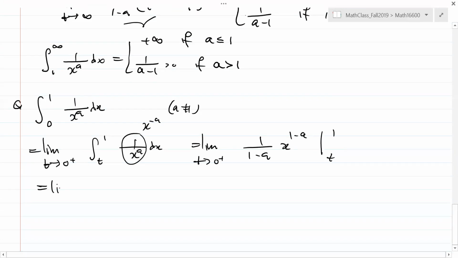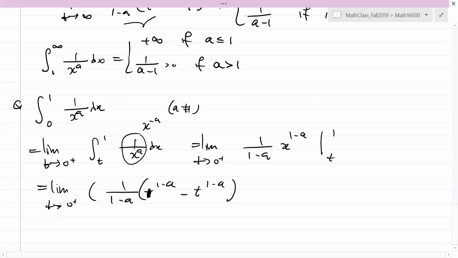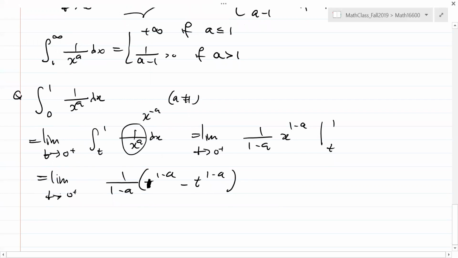So the question is, this is a 1. So 1 is just nothing here, right? And here's t to the 1 minus a. So the question is when this one has a limit. Find the limit. Well, just look at this part, right? 1 minus a. If 1 minus a is positive, then the limit is 0. If 1 minus a is negative, it's going to be infinity, right?